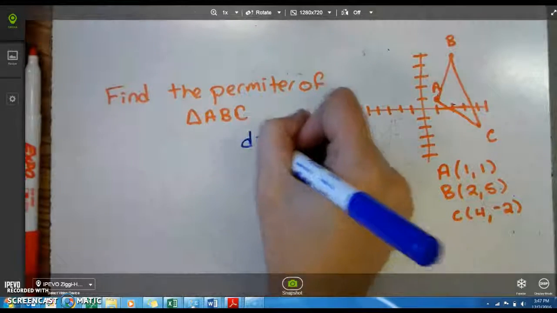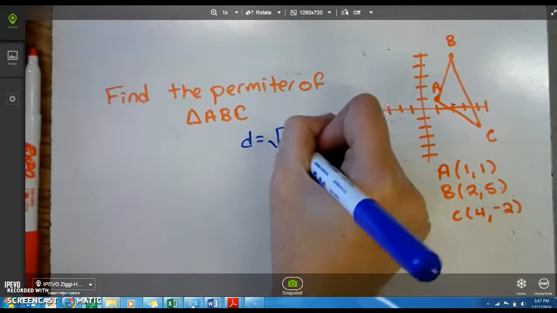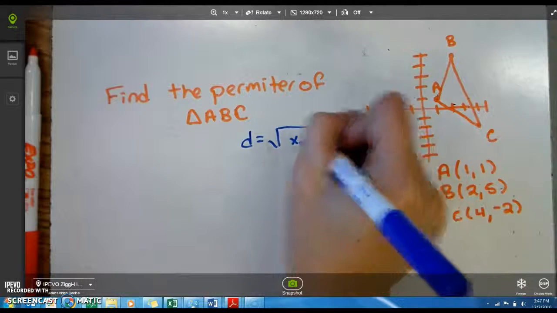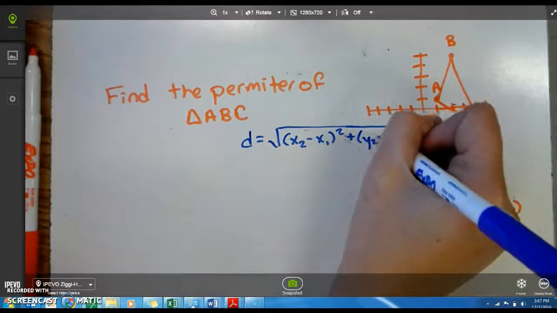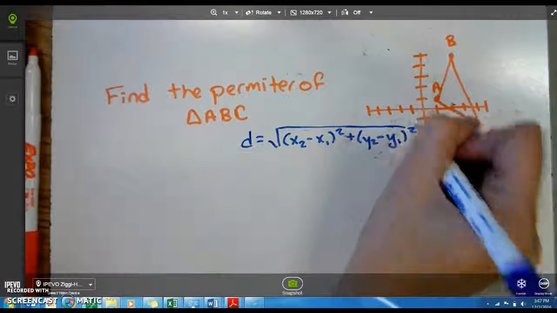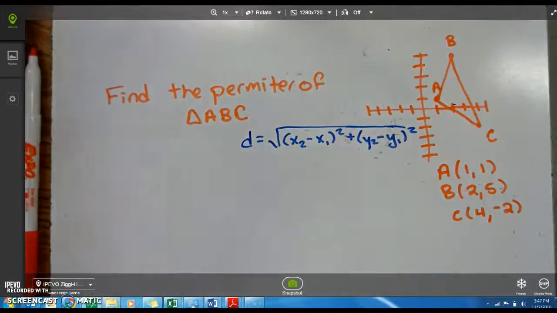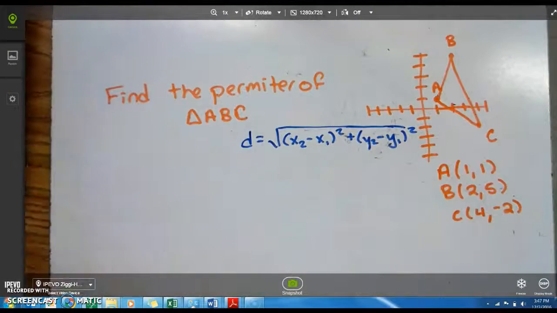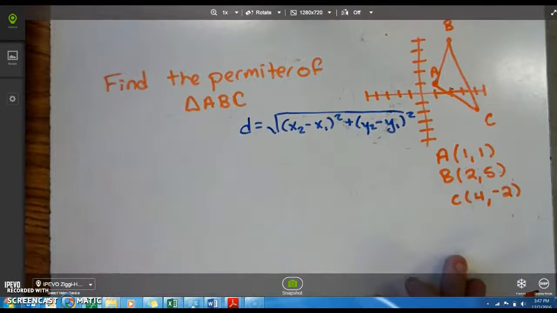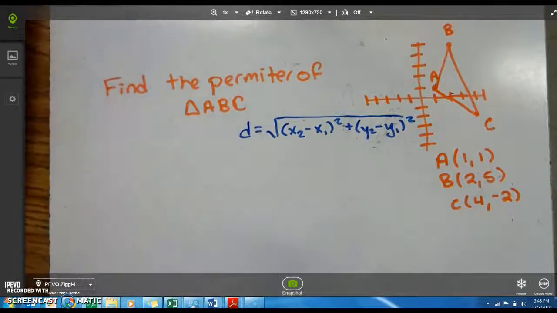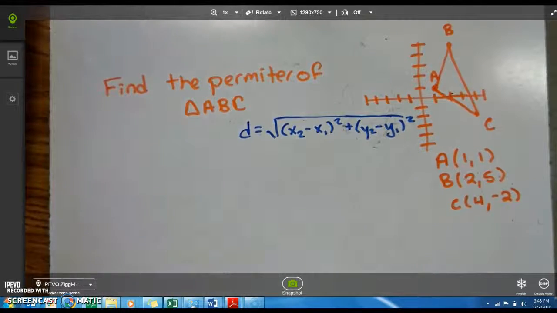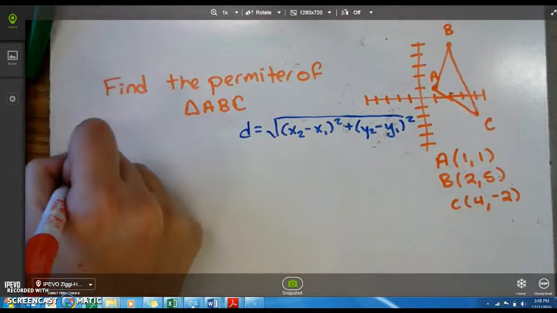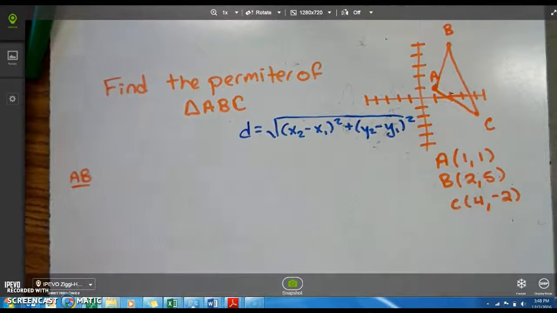That is D equals the square root of x2 minus x1 squared plus y2 minus y1 squared. Okay? So there is the distance formula, what we'll be using. And we have to do this all the way around, so we have to get all three sides of this triangle. Right? So I'm going to start with the side AB, just because I like going in a circle, and that's what I've got y'all to do. It makes it a lot easier.